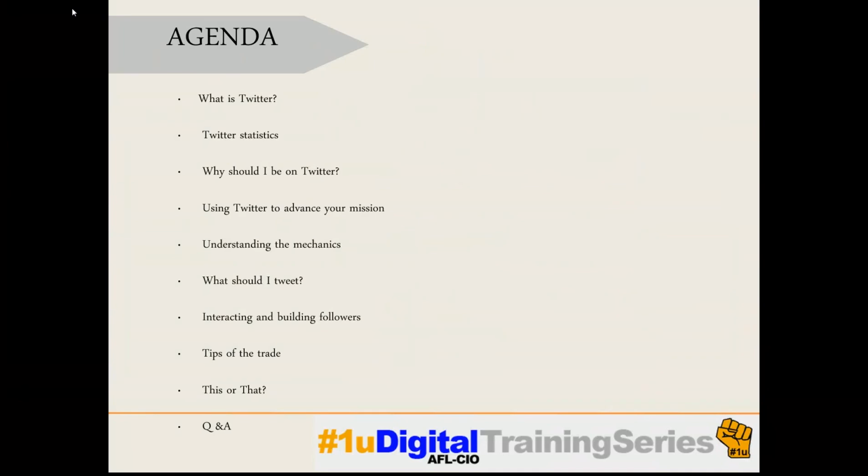We're going to ask, what is Twitter? Look at a few Twitter statistics, and hopefully answer the question of why it's beneficial to be on Twitter. Then we'll talk about using Twitter to advance your mission. We'll go behind the scenes, understanding a bit about the mechanics of Twitter and how to use Twitter, learning about the kinds of things you can tweet. Then talking about interacting and building followers. Once you're on Twitter, how do you interact with people? How do you build your following? Then we'll go over a few last tips of the trade. And then we'll do a little exercise together where we'll look at 2 sets of tweets and decide who did it best. And then at the end, we'll have a little Q&A.